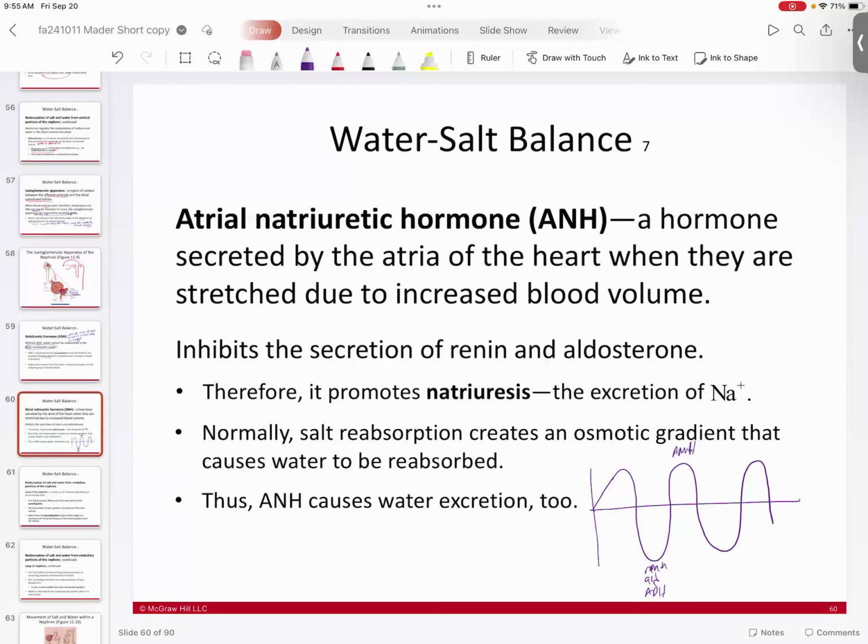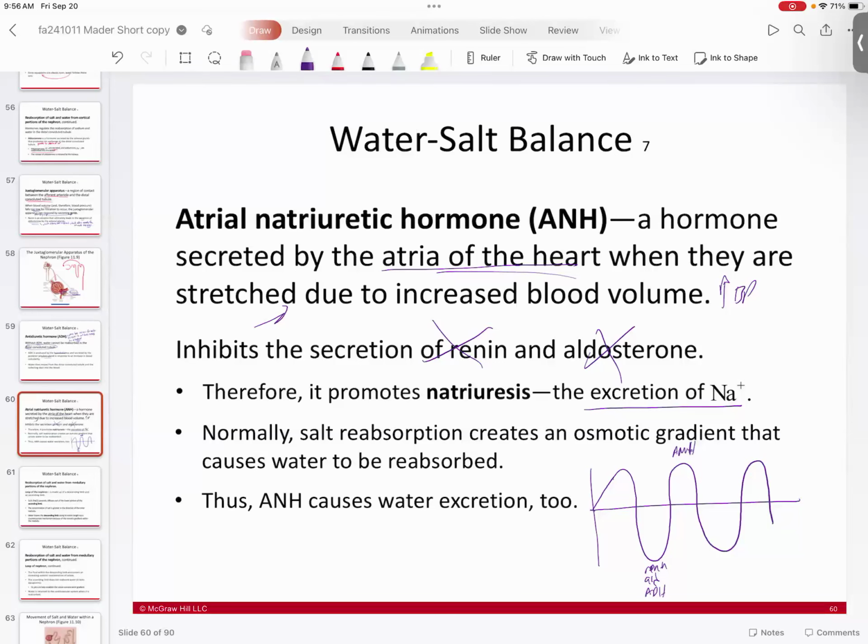This is the atrial natriuretic hormone. And this is basically secreted by the atria of the heart. And it's typically sensed by stretch. So you have stretch receptors there because of the increased blood volume. Basically, if it's increased blood volume, that means your blood pressure is too high. And what it does is it inhibits the renin secretion and the aldosterone production. And it produces what's called natriuresis, which is the excretion of sodium.